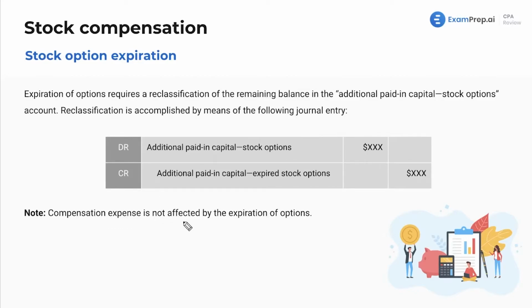Compensation expense is not affected by the expiration of options because it's like salaries and wage expense. It's already happened. It's reporting what has happened, right? It's the income statement account. So that's just a report over the period.